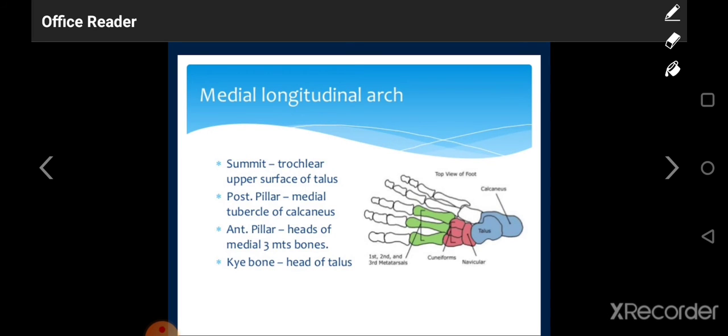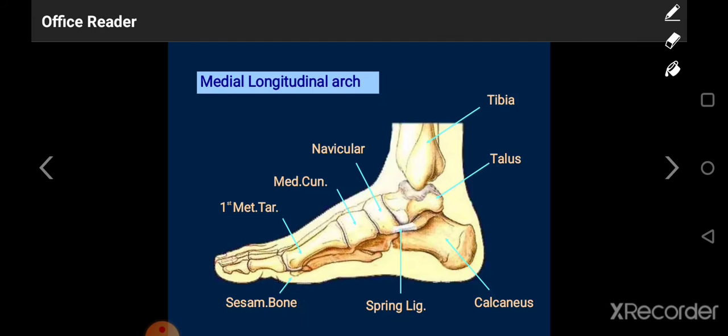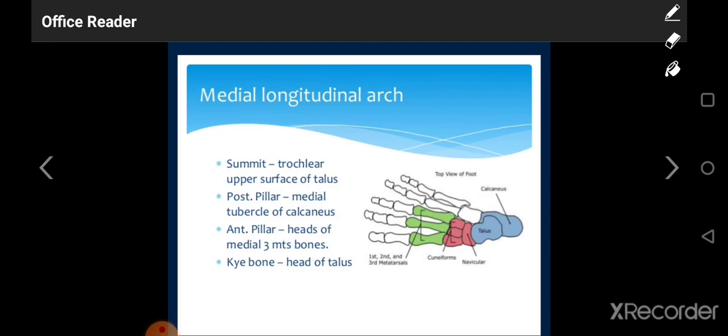Summit is the highest point. It is formed by the upper surface of the talus. So this is the talus, the upper surface. Then the anterior pillar is formed by the medial 3 metatarsal bones, which are highlighted in this diagram with a green color. And the key bone, that is the keystone of this arch, is the highest point, that is the head of talus.